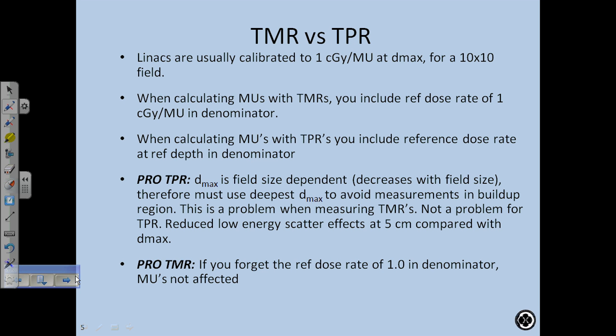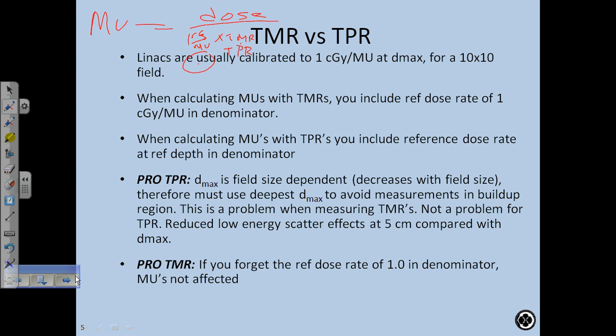On the linac, I usually calibrate to 1 centigray per MU at Dmax for a 10 by 10, we know that. When calculating monitor units with TMRs, you include a reference dose rate of 1 centigray per MU in the denominator, remember that? When calculating MUs with TPRs, you include the reference dose rate at the reference depth in the denominator. So in your MU calculation, we're going to have dose divided by 1 cGy per MU over here, times TMR, et cetera. We'll talk about the rest today. When you're using TMR, it's 1. But when you're using TPR, you don't use 1 centigray per MU here. You'll use the dose rate at your reference depth. If your reference depth is 5, this number will probably be lower than 1 centigray per MU because of attenuation.